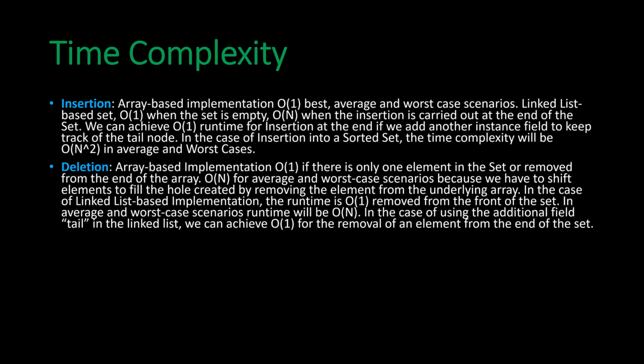In the same case for a linked list, if we implement a set using a linked list, the runtime is O(1) if the element is removed from the front of the set. The average and worst cases happen when we have to search for the element. If the element exists somewhere in the linked list, we have to iterate to locate and then remove the element, and its complexity is O(n). In case of using the additional tail field in the linked list, we can achieve O(1) for the removal of an element from the end of the set, because in that case we do not have to iterate or traverse the linked list that is storing the elements behind the scenes. We can directly access the last node and remove it.